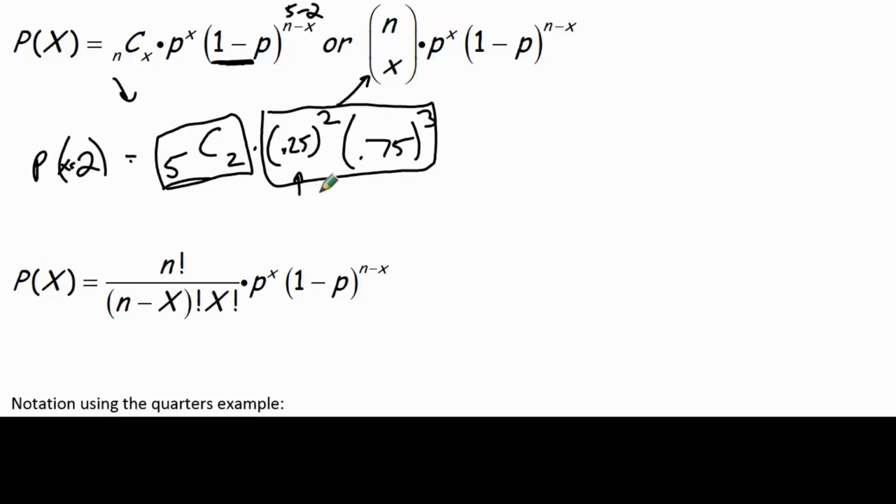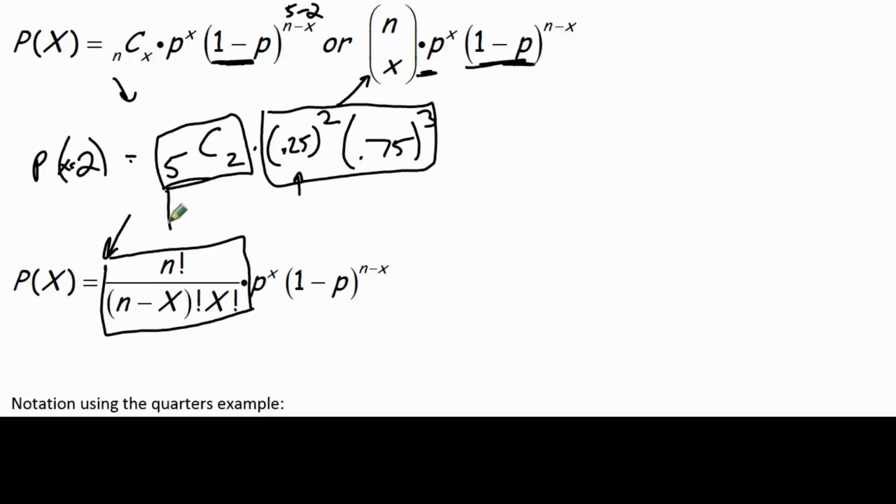Now the other notation here is actually what the AP tends to use. This is the same thing. This is n choose x. So even though it's written this way, which is kind of a weird version of it, if you look at the rest of the equation, it's exactly the same thing. This one at the bottom here is the formula for 5 choose 2 basically written out.